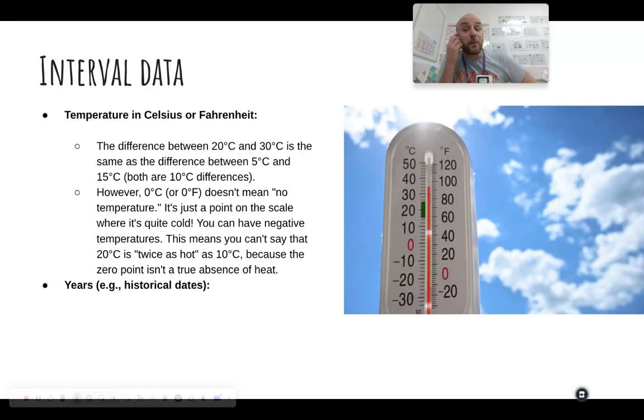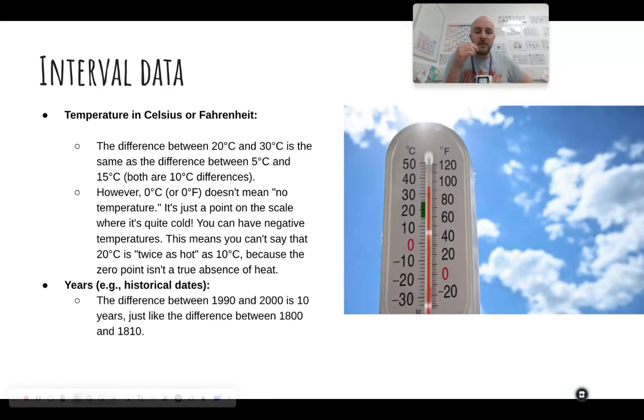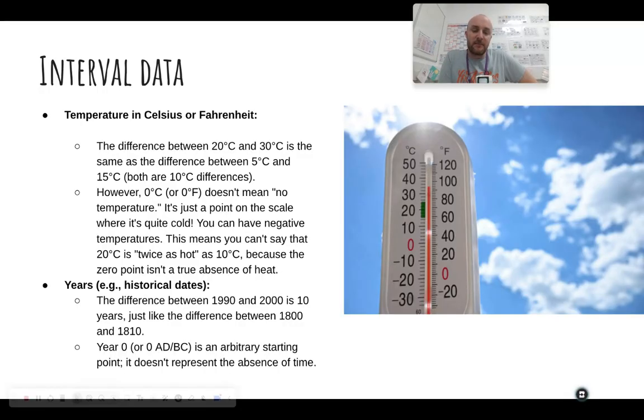Another one which I've never thought about actually is years. The year 0 isn't when time started. You can go before that. BC. 1 BC, Mary got pregnant. Well, sort of. So again, the difference between 1990 and 2000 is 10 years, just like 1800 and 1810. So the gaps between the values are actually the same.